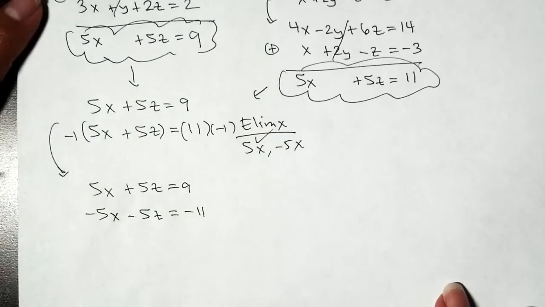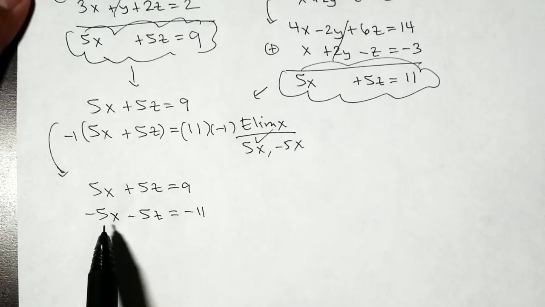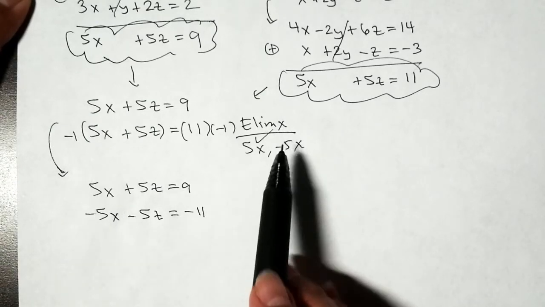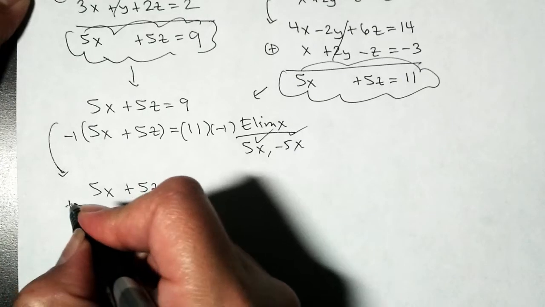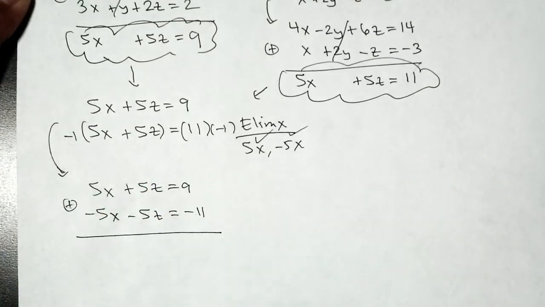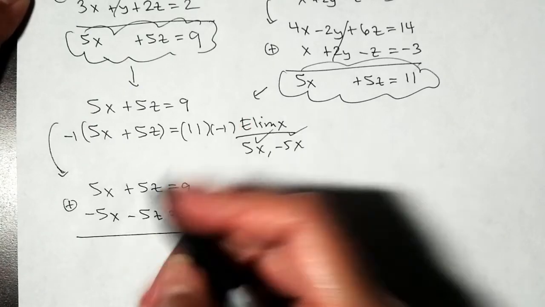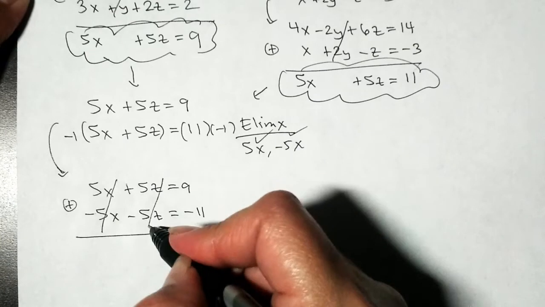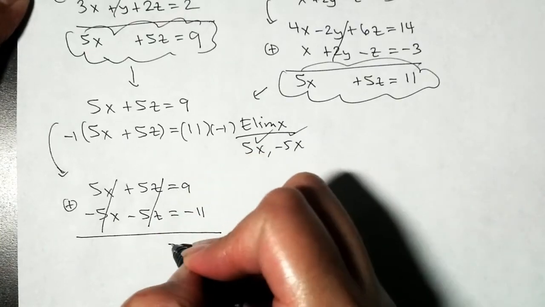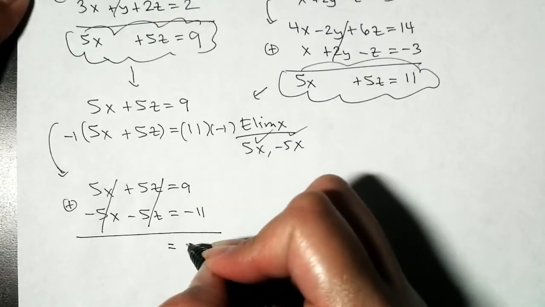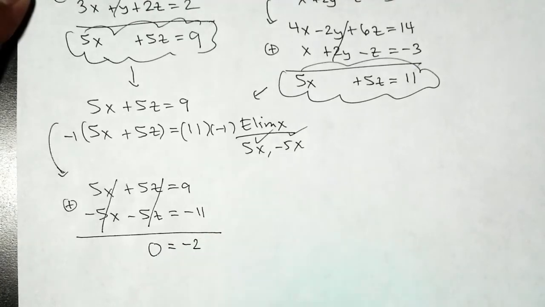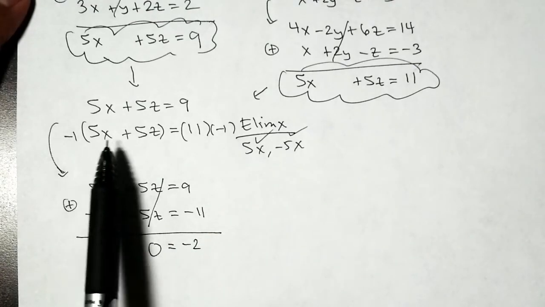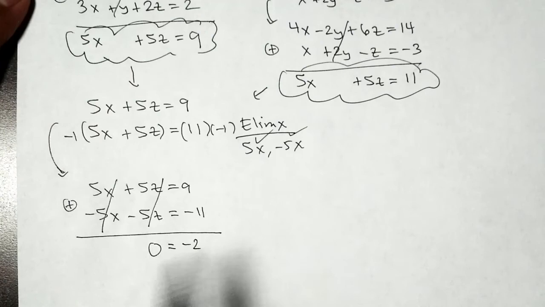Fantastic. So let's verify that the coefficients on the desired variable are opposite, and when we do, we have the green light to add the equations to eliminate the desired variable. So the x's cancel out, the z's cancel out, and that kind of makes me scared, and the sum of the constants gives us negative 2. So we were trying to find x and z and then find y, but that didn't happen.